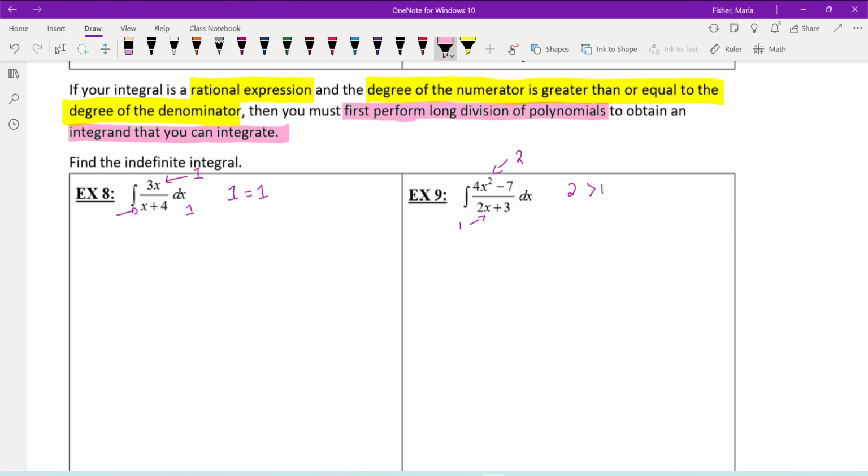Number 8 is the indefinite integral of 3x over x plus 4. I notice that it's a rational expression where the degree of the numerator is equal to the degree of the denominator, so I start with long division of polynomials. My divisor is x plus 4, it goes on the outside of my division bar. And my dividend is 3x, and since that is a linear term, I have to go all the way down to constant. I don't have a constant term, so I add in a plus 0.